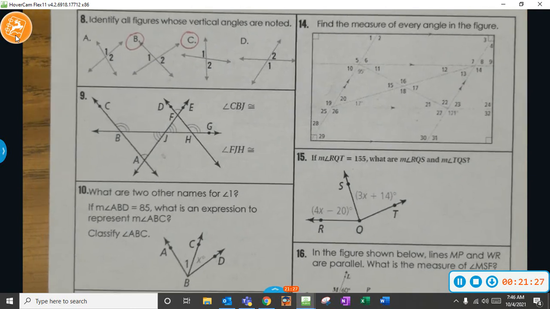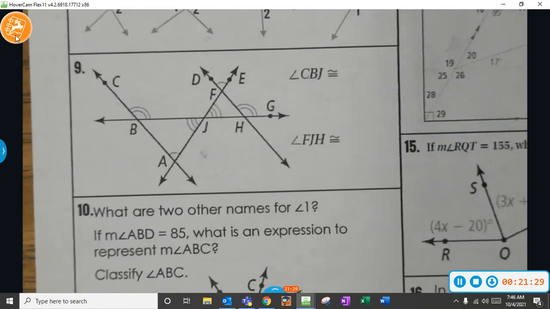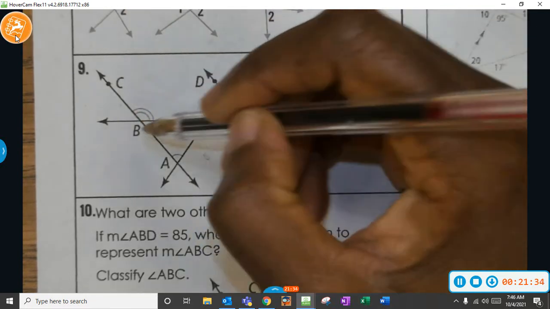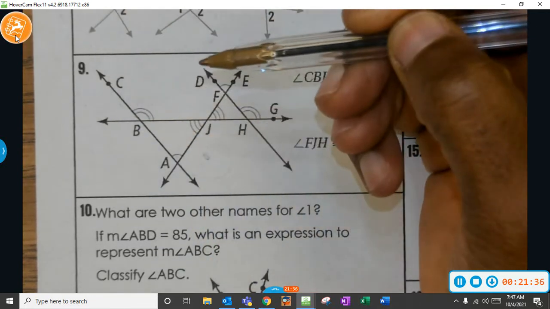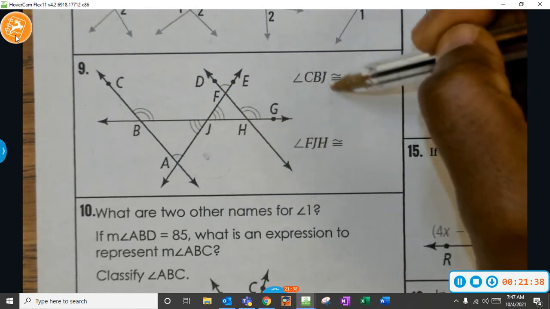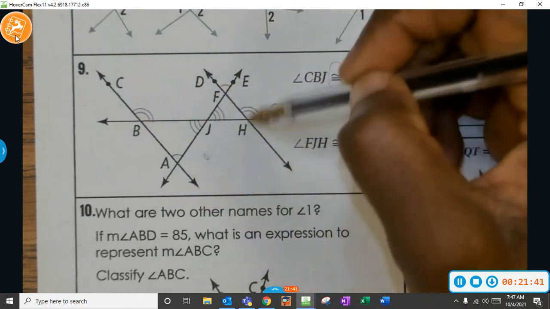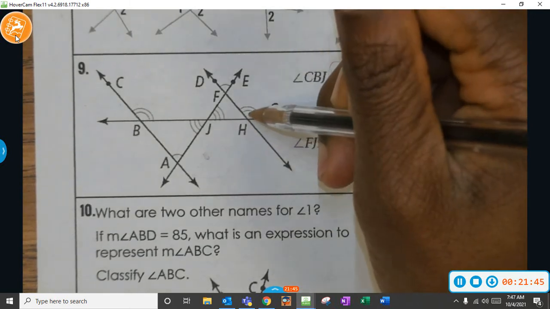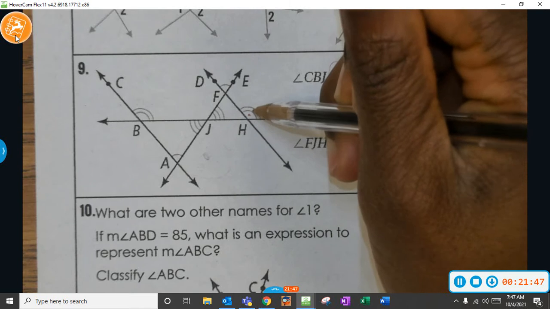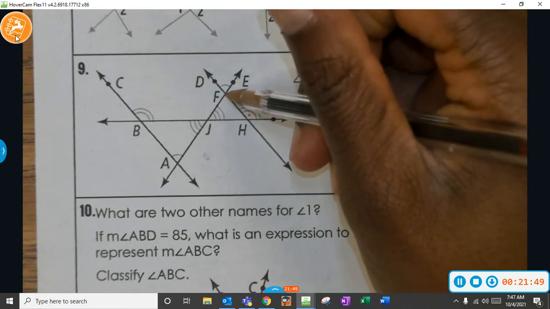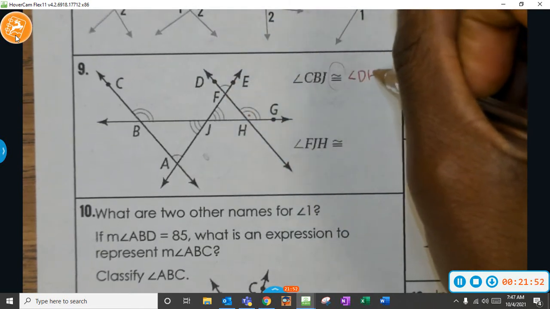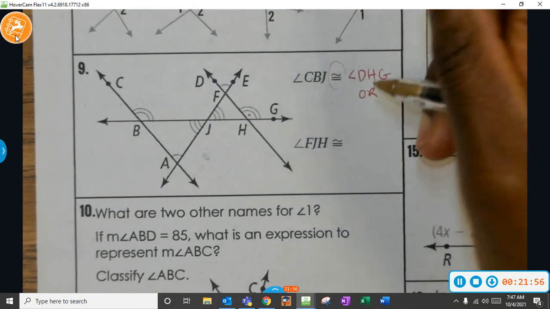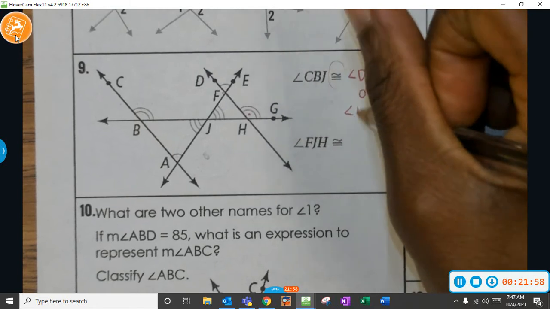Okay, number 9, they just want to make sure that you understand how to name and label angles. CBJ has 2 angle curves on it. They want to know what angle it's congruent to. So you're looking for another angle that has 2 angle curves on it. If we look, it's this angle right here. We just need to figure out how to name this angle. You can either start with the D or the F, it doesn't matter. So you can say DHG, or you can go backwards, GHD. Or you could go FHG, which is also fine.